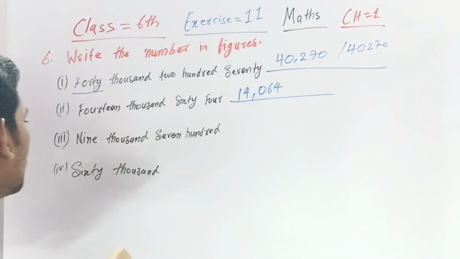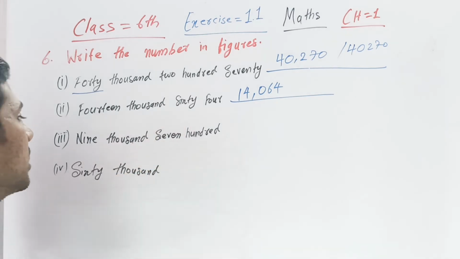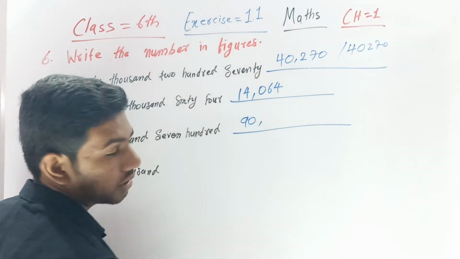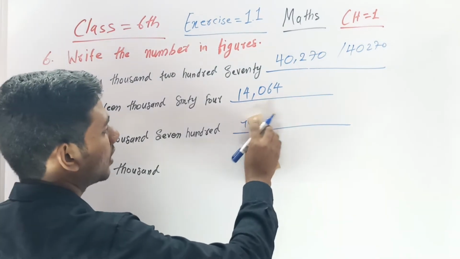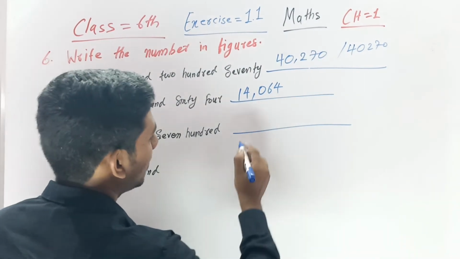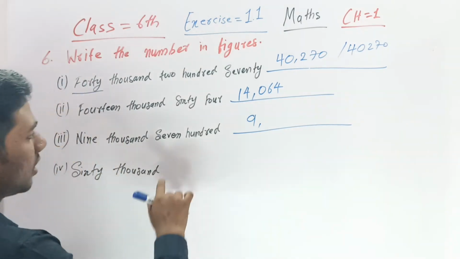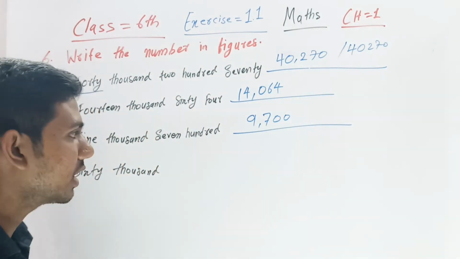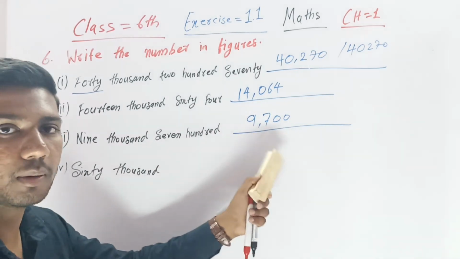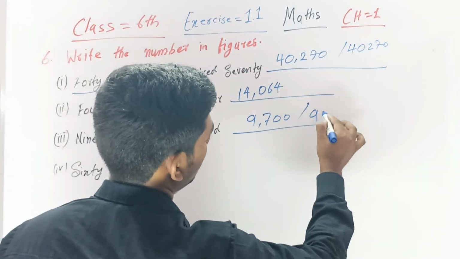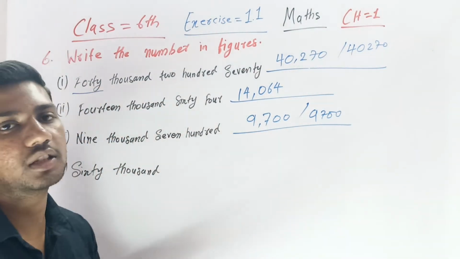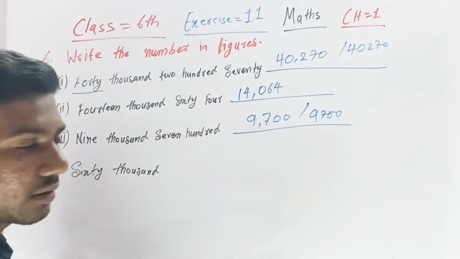So now let's talk about third one. 9,700. 9,700 means 9,000, like that. Okay. This is a 9,700. If you want to put comma, put, otherwise you can write here 9,700. If you put comma, you can easily understand if it's 1,000 or what. Okay.